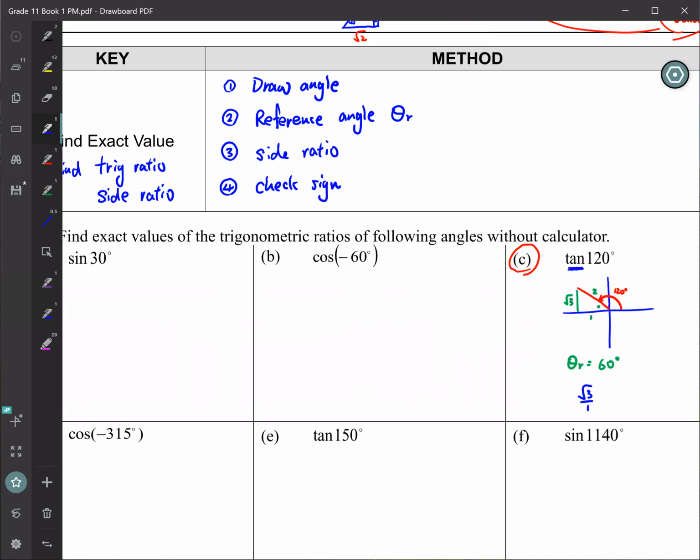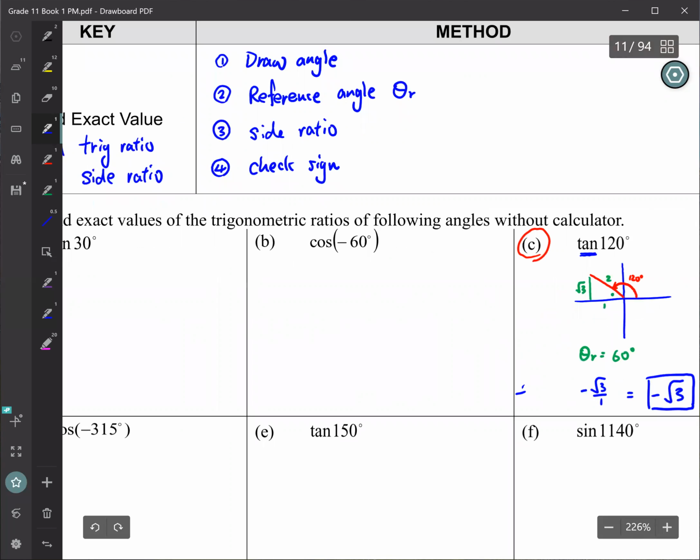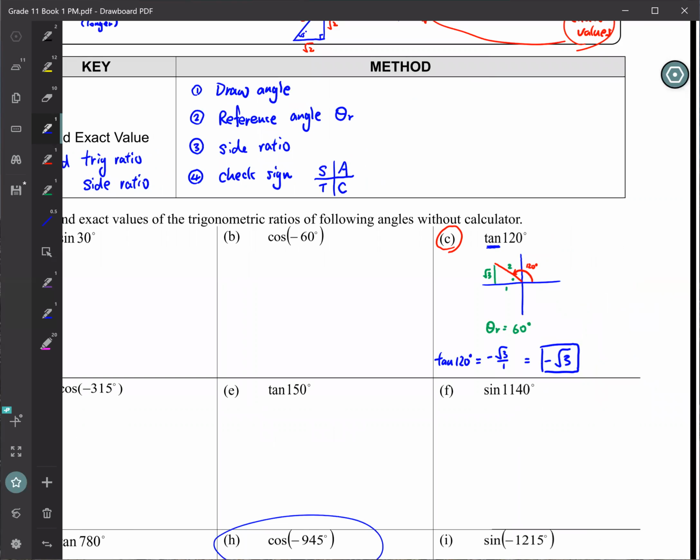Okay, so you are adding a negative sign. Okay, so negative √3 over 1, which is negative square root of 3. So that will be your final answer. Okay, so this is saying the tangent of 120° will equal negative √3. So check sign means you look at the chart: All Students Take Calculus. All right, any question?